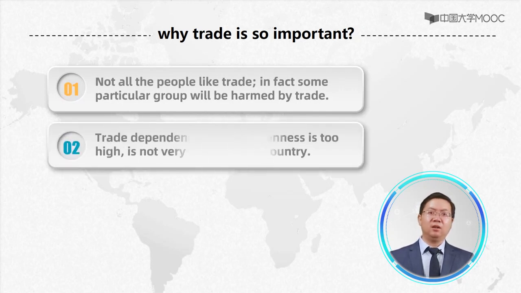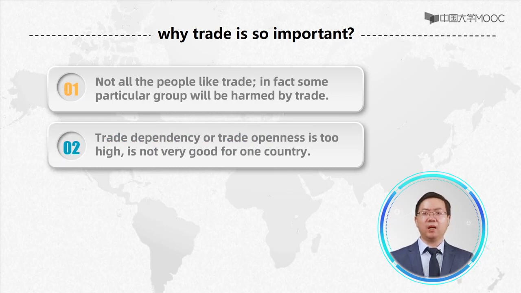Second, relying too much on trade, that's to say, when trade dependency or trade openness is too high, it's not very good for a country, because it will make the country too fragile and easily affected by outside shocks. This is especially true for large countries. But unfortunately, some countries' trade dependency is still very high. Some countries even exceed 100%.